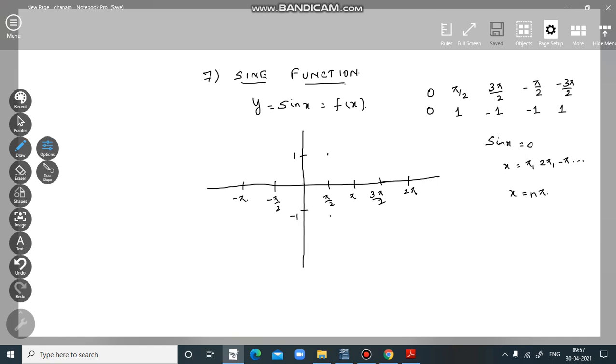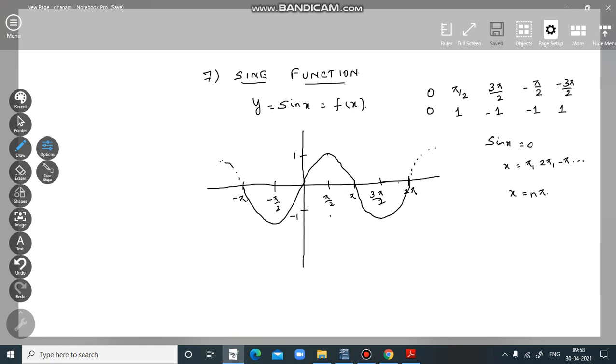Therefore, the graph will go up, reach a maximum at 1, then fall down, cross pi and come down, reach minus 1 at 3 pi by 2, and again rise and touch 2 pi. On the left hand side, it will cut the x-axis at minus pi and reach minus 1 at minus pi by 2 and so on. But actually this is an infinite graph. It is not fully drawn, but I am restricting myself to a particular interval.